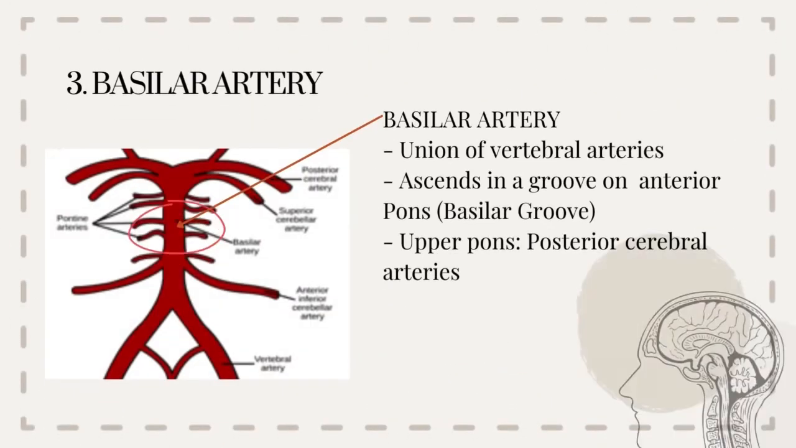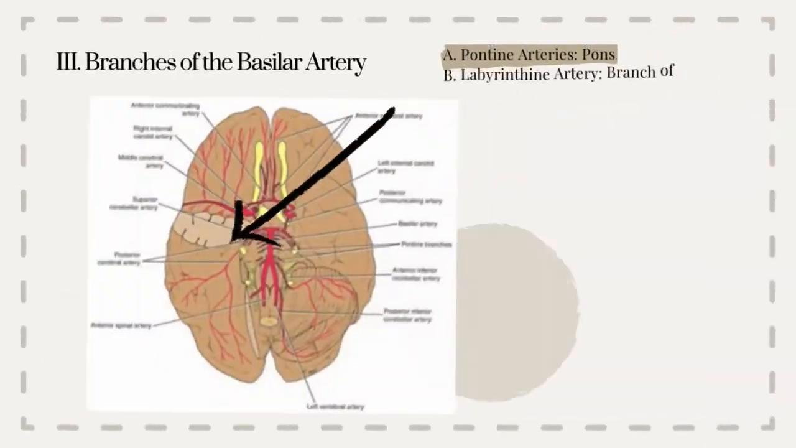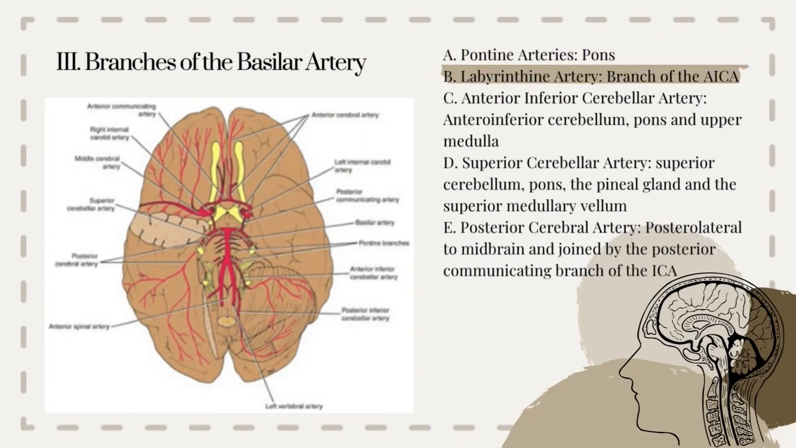Then the union of the two vertebral arteries is called your basilar artery. It ascends in a groove on the anterior surface of the pons called your basilar groove, and at the level of your upper pons, the two posterior cerebral arteries arise. For the branches, you have your pontine arteries that supply the pons, and the labyrinthine arteries that accompany your facial and vestibulocochlear nerves, supplying the internal ear.